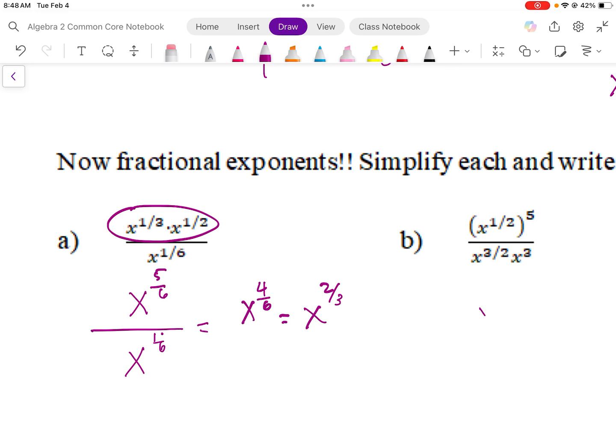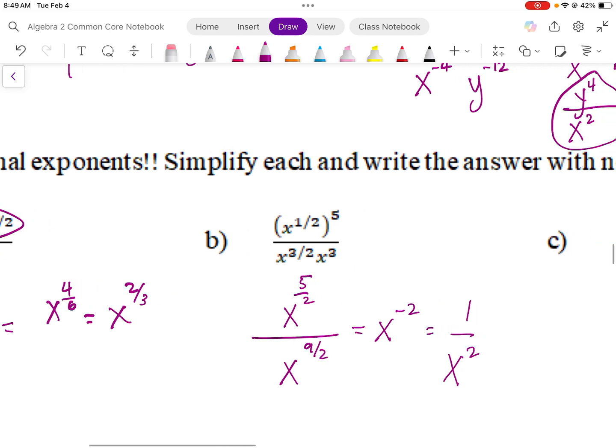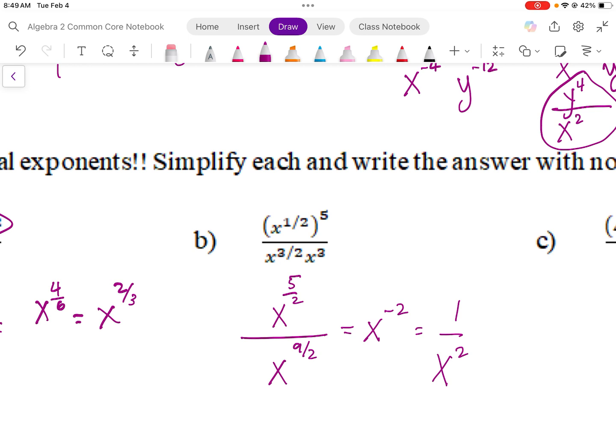So same way here, fixed my numerator. 1/2 times 5 is x to the 5 over 2. And then I have 3/2 plus 3, according to my calculator, is 9/2. So then 5/2 minus 9/2 is going to be negative 2. So that's 1 over x to the positive 2. I used my calculator to do the subtracting, because I didn't want to work that hard.